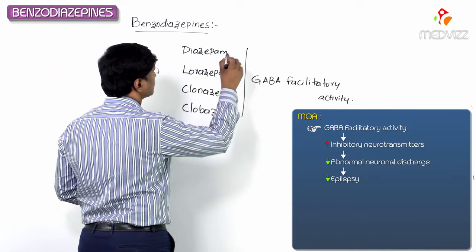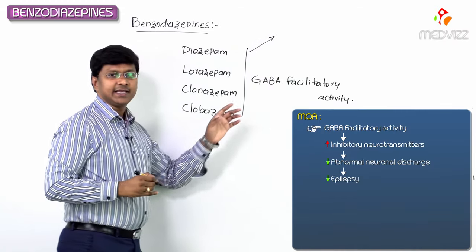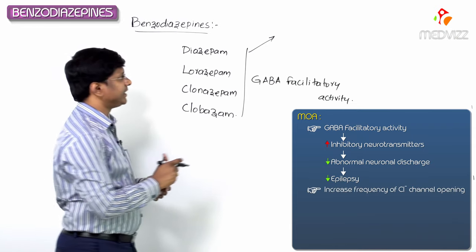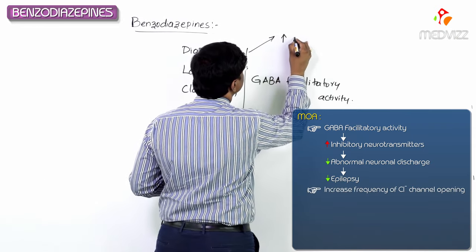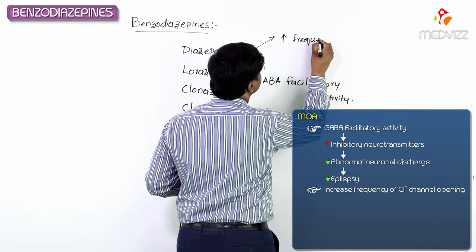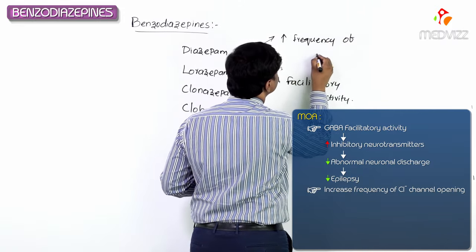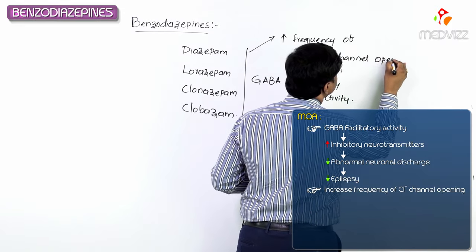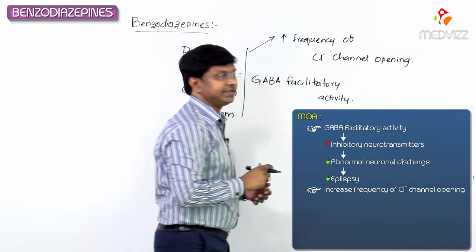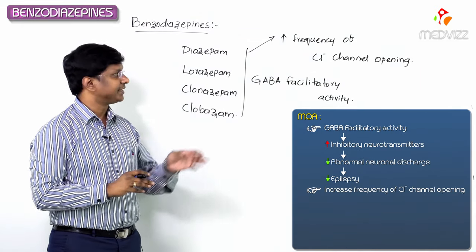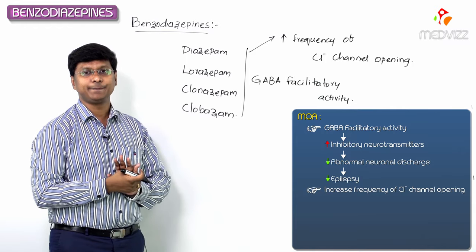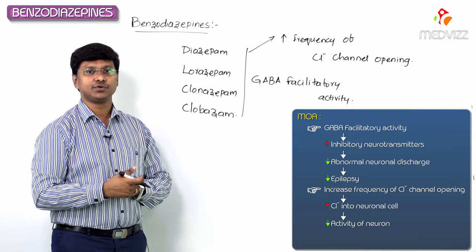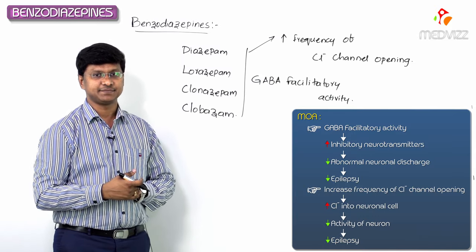Now, the other thing is, not only do these drugs have GABA facilitatory activity, they also increase the frequency of chloride channel opening. So once the chloride channels are frequently opened, the chloride enters into the neuronal cells and suppresses the activity of the neurons, and thereby they are useful in the treatment of epilepsy.